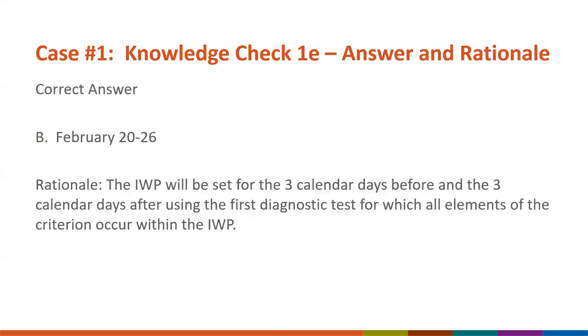And Jennifer, do you want to go ahead? And there we go. Perfect. The correct answer is in fact B, so great job, everyone. The IWP is set by the February 23rd chest x-ray, which we talked about in the previous question, and then will be the 3 calendar days before and the 3 calendar days after that test. As a reminder, all elements of the criteria you are meeting must occur within this IWP.